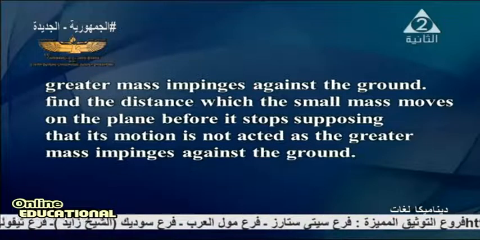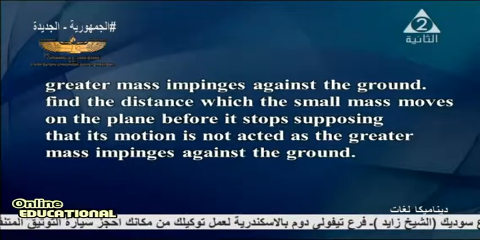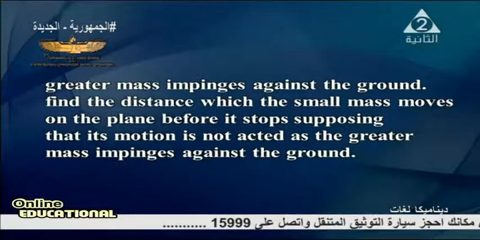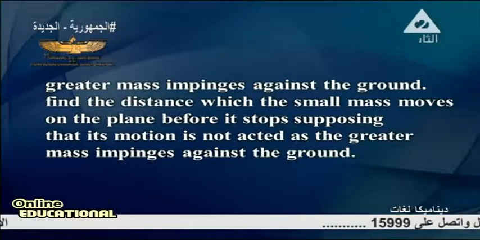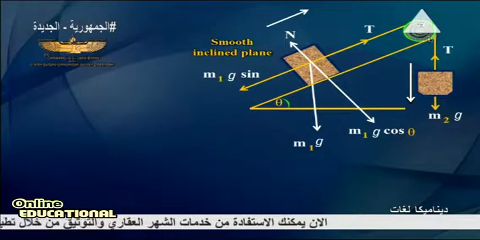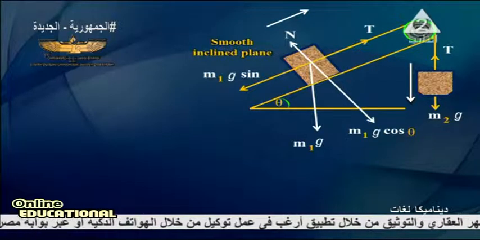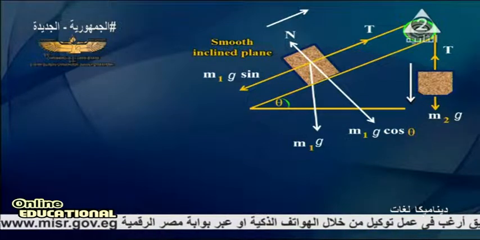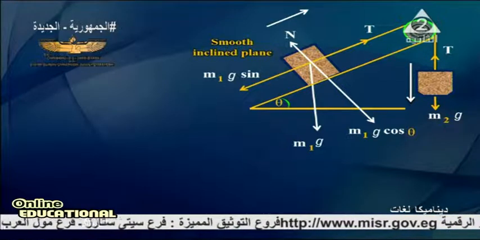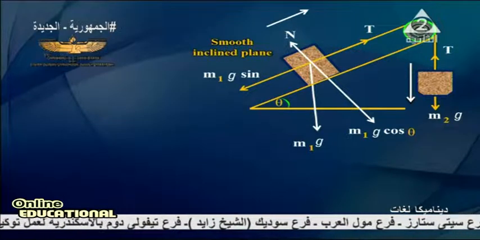Find the distance which the small mass moves on the plane before it stops, supposing that its motion is not affected as the greater mass impinges against the ground. Now we have an inclined plane, inclined to the horizontal with an angle of measure theta, and a mass of 3 kg is placed at the lowest point of the smooth inclined plane. Smooth inclined plane means there is no friction force.